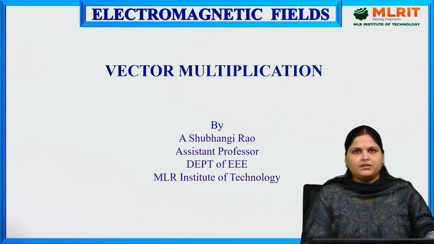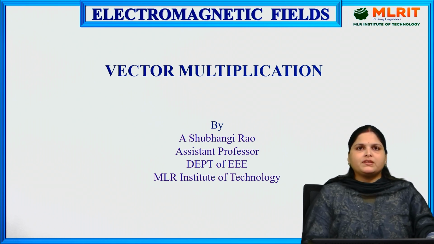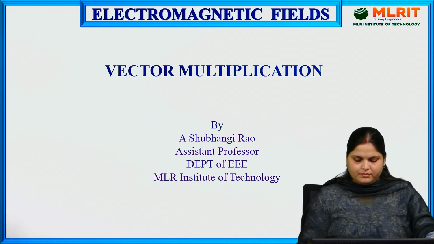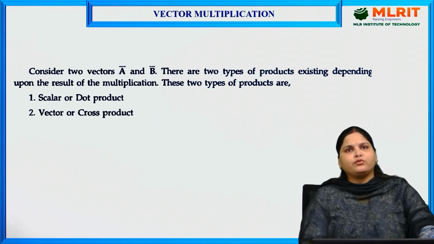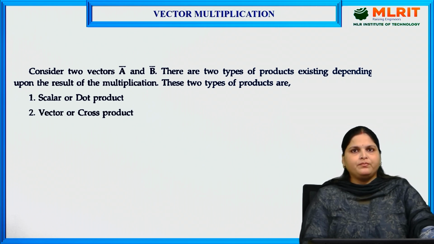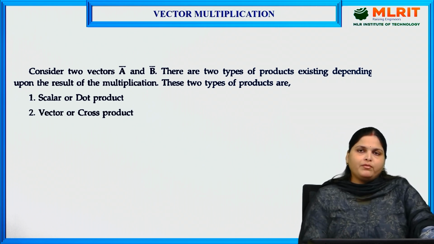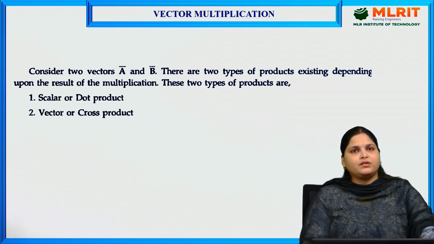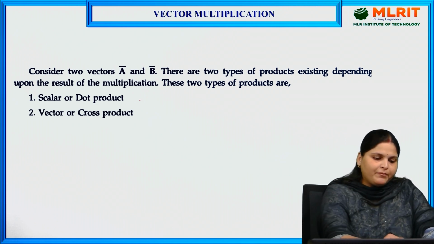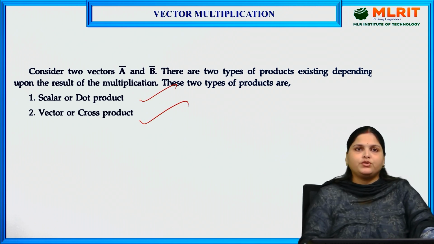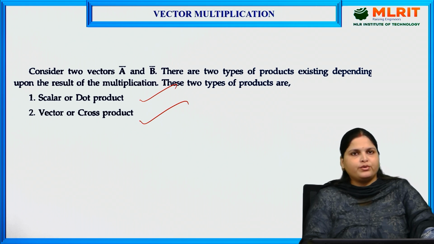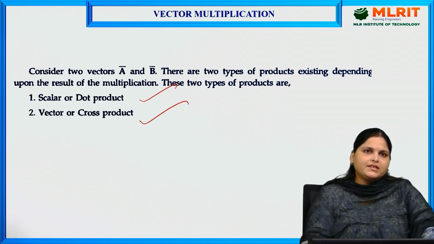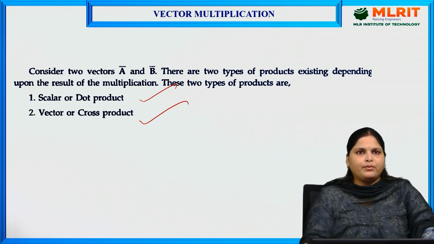In today's session, we are going to discuss vector multiplication. Let's start. Let us consider we have two vectors, vector A and vector B. There can be two types of product, depending on the result of multiplication. The first one is the dot product, which is also called the scalar product. Another type is the vector product or cross product. We will discuss both products one by one in today's session.